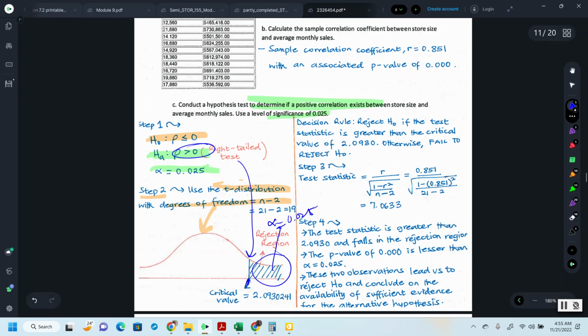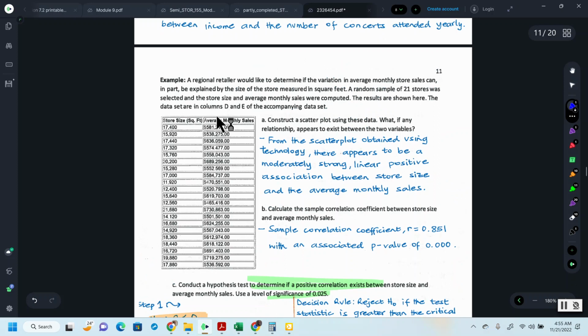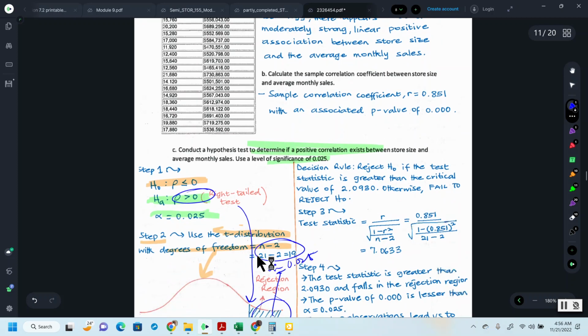And we need to find the critical value. So how are we going to find this number? We're going to need the degrees of freedom, which is n minus 2. What is our n in this case? How many pairs of values do we have? A random sample of 21 stores was selected. So there were 21 rows here. So take that here, 21 minus 2, that gives you 19.